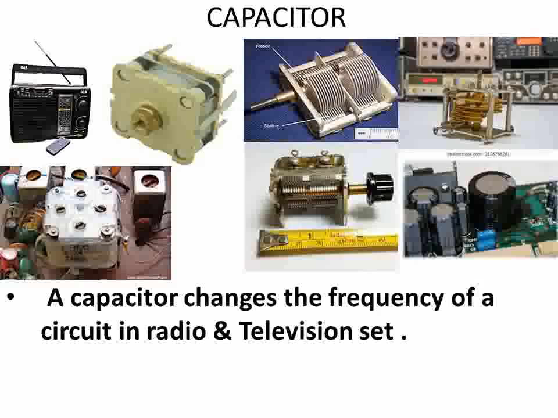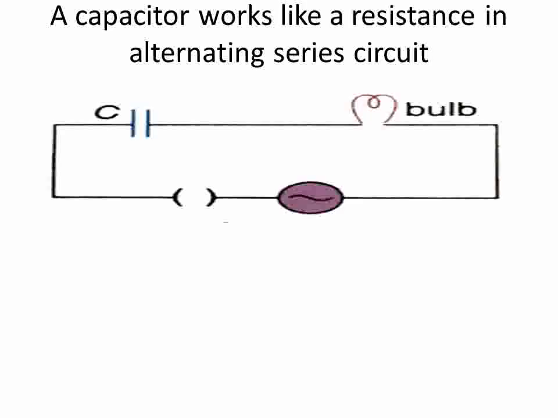There are 1, 2, 3, 4, 5, 6, 7 resistors, and they are storing energy, working as a filter also, and changing the frequency also, depending upon the circuit joined to them. A capacitor changes the frequency of a circuit in radio and television. A capacitor works like a resistance in an alternating current series circuit.